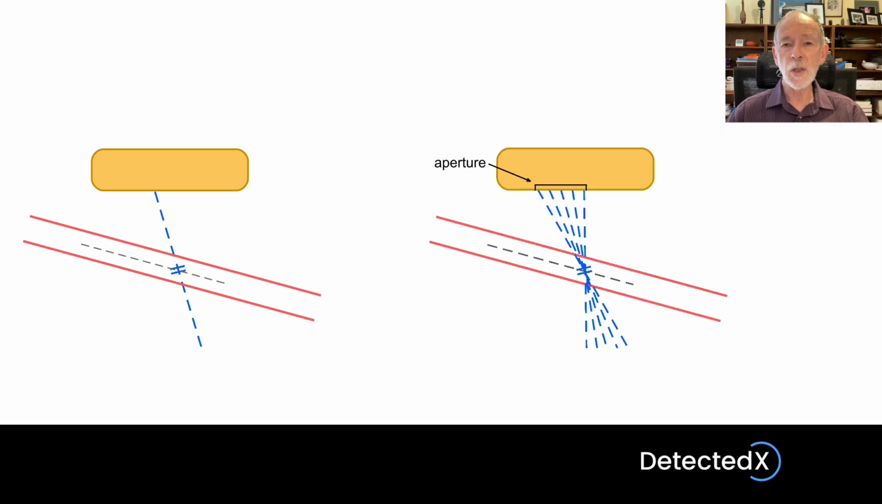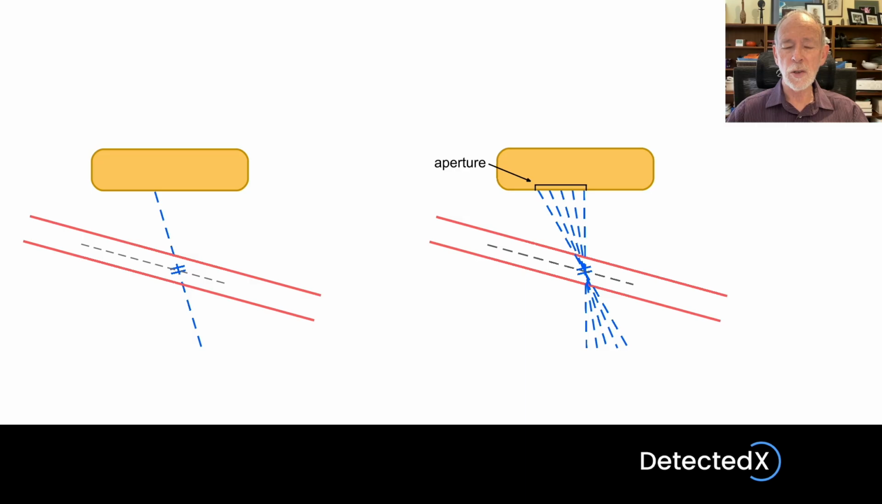On the right, I'm showing the reality. The focused beam is obtained by using an aperture, an area on the face of the probe to generate the transmit pulse and to receive the echoes coming back again. So we have a group of transducer elements forming that aperture. And every one of those elements transmits and receives.